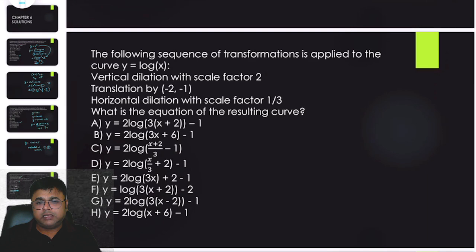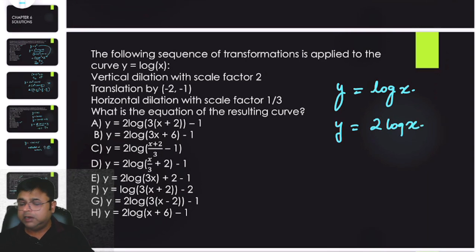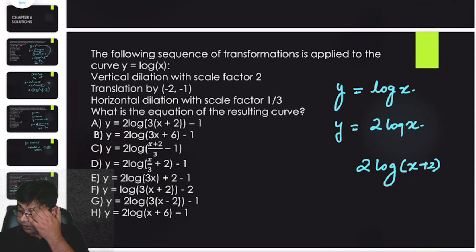The following sequence of transformation is applied to the curve y is equal to log of x. Now they're saying vertical dilation with scale factor of 2. Vertical dilation always happens, so every y coordinate becomes 2 times itself. Translation by minus 2 and minus 1. So it's moving to the left by 2 units and it is moving up by 1 unit. So this is what I will get.